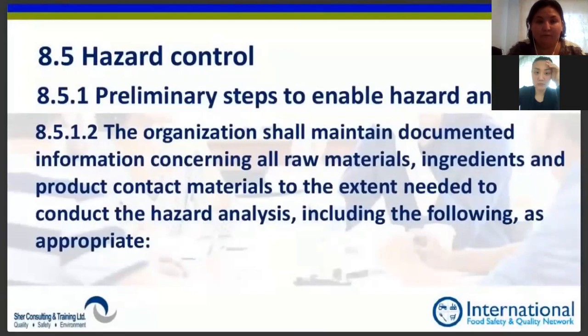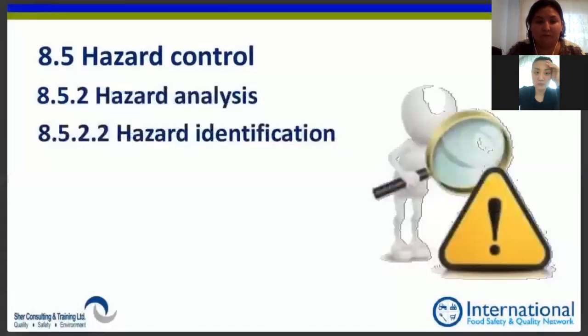It says that organizations shall maintain documented information concerning all raw materials, ingredients, and product contact materials to the extent needed to conduct the hazard analysis. This has always been written, no change, but we have a few things that are really interesting, and we'll see them here.